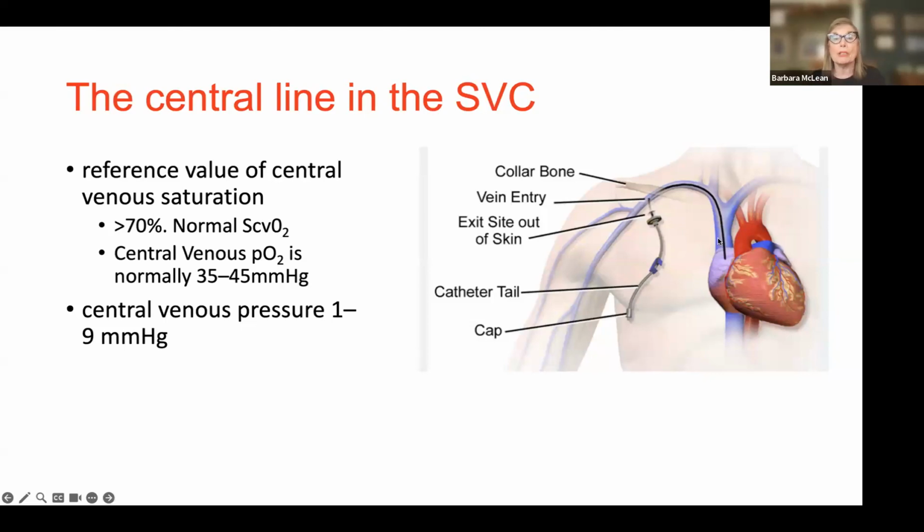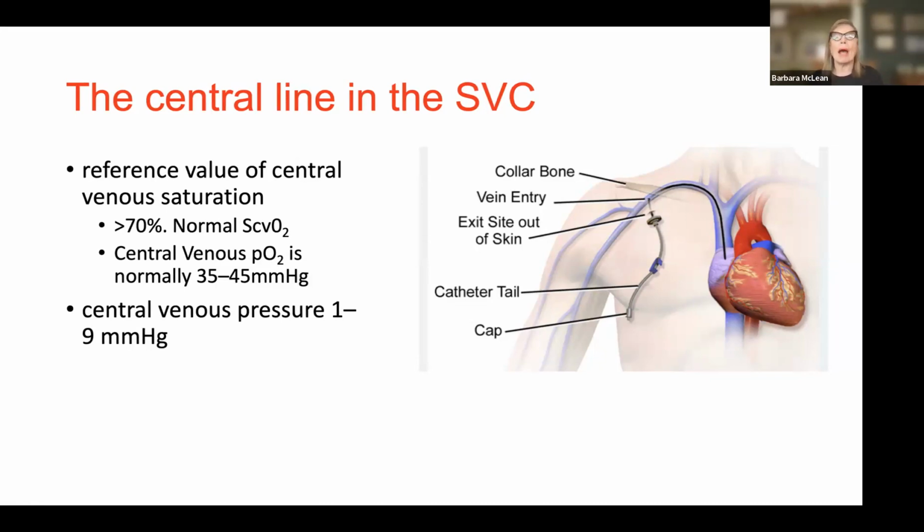We draw it from the distal lumen, that's the brown lumen, and we send it off to the blood gas lab to look at the saturation of hemoglobin in that venous blood. Normally, we expect that to be greater than 70%. And along with that, we can look at the central venous PO2, which is normally 35 to 45.